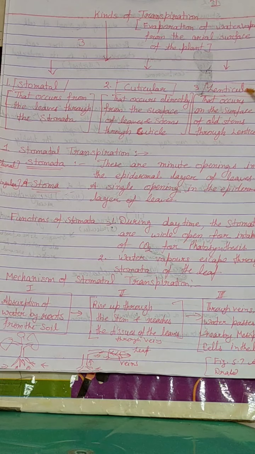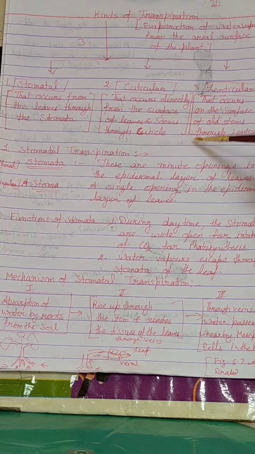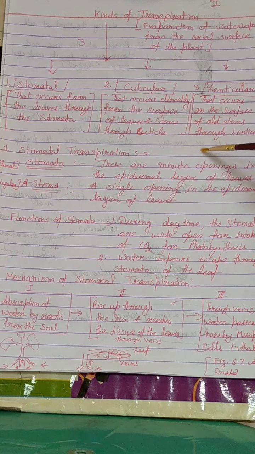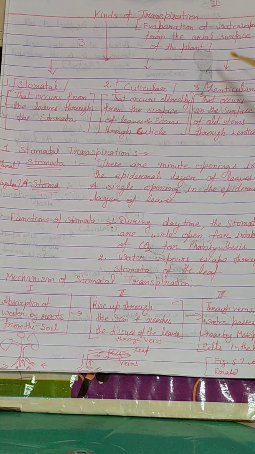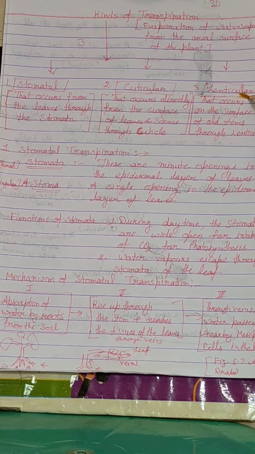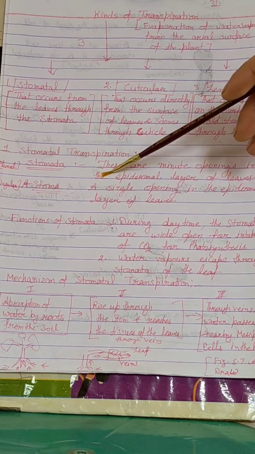And there are some structures called lenticels, some openings present on the surface of the old stem. On the surface of the old stem there are some small pores that are called lenticels. So the transpiration that occurs through lenticels is called lenticular transpiration. First we will discuss stomatal transpiration.